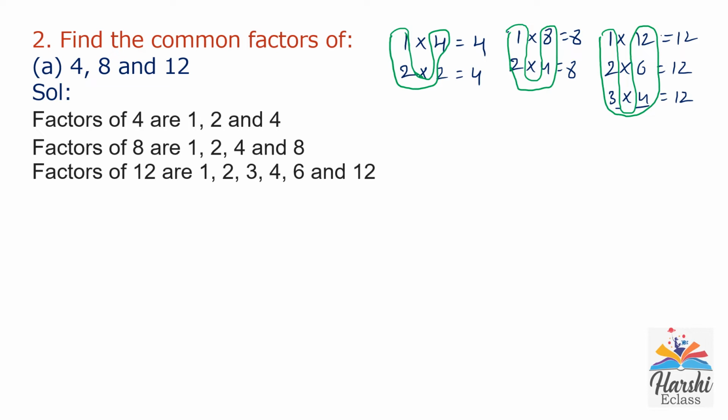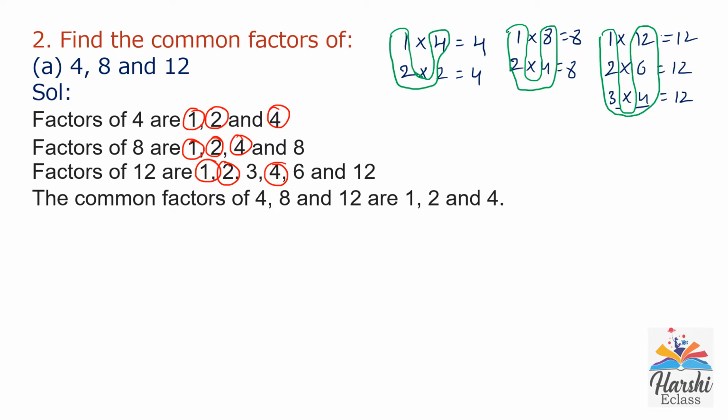Now the common factors. The factors which are there in all three numbers' factors are the common factors. If a factor is there only in the factors of 4 and 8, that is not going to be a common factor. It should be there in all three. 1 is there in all three, then 2, then 4. So the common factors of 4, 8 and 12 are 1, 2 and 4.